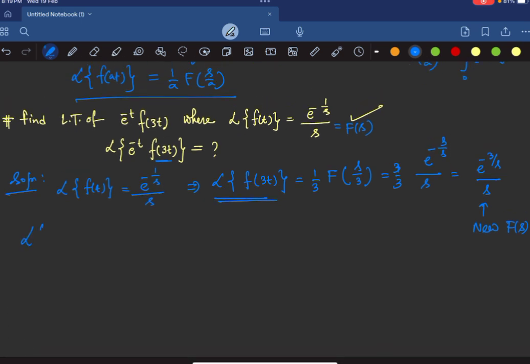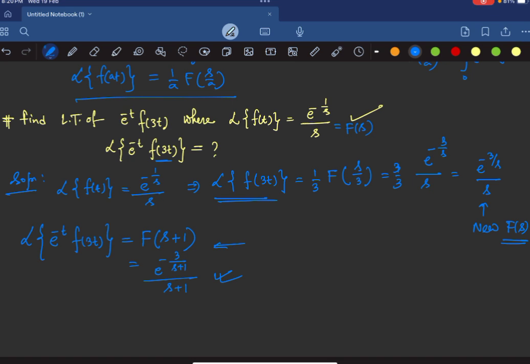Now the Laplace transform of e power t f of 3t, this thing you need to find. So here this is the new f of s. By the first shifting theorem, f of s minus a, the a value is minus 1, so s plus 1. So here what you have is e power minus 3 by s plus 1, divided by s plus 1. This is going to be the final answer.